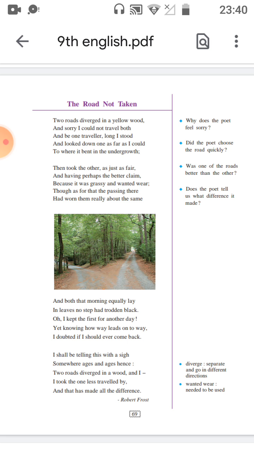Okay, students, here the traveler seems to be daring. He has his own mind and doesn't want to follow what others have done. This is what is being said here by the poet.